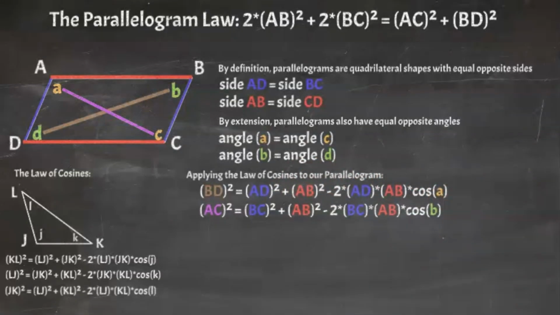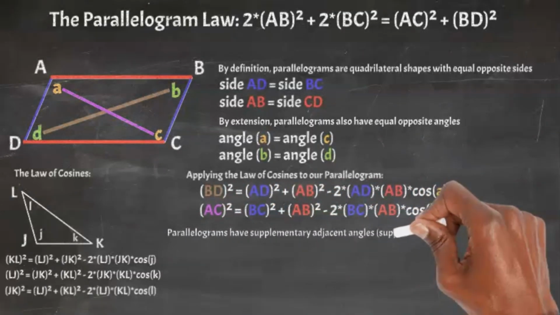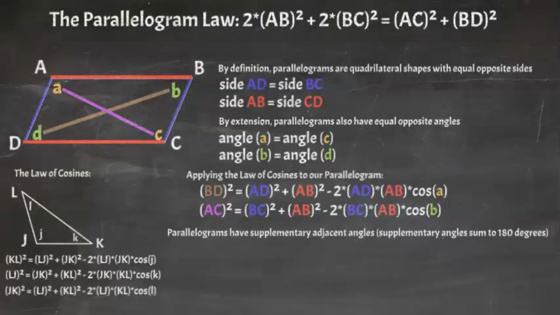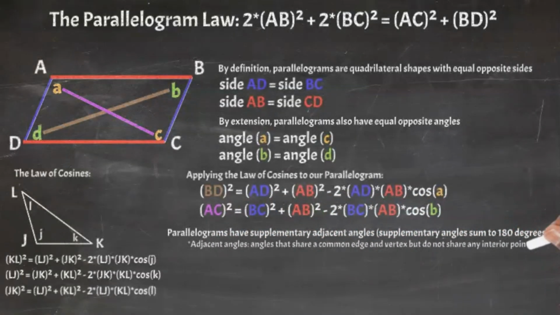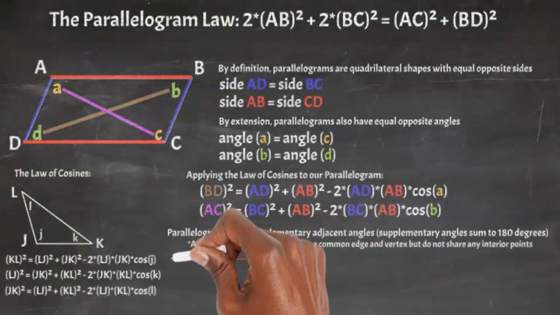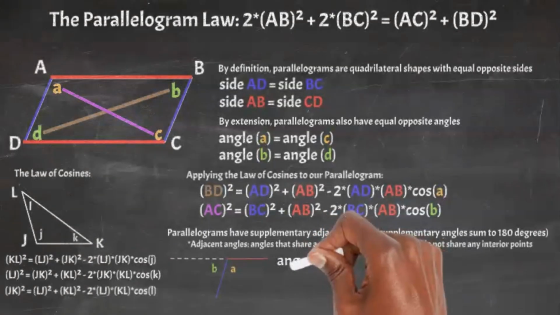Now, by definition, parallelograms have supplementary adjacent angles. Supplementary angles are angles that, when added together, equal 180 degrees. Adjacent angles share a common edge and vertex, but no internal points. If we extend a virtual line from side edge AB outwards, we can see that an adjacent angle is created that is equal in measurement to angle B.